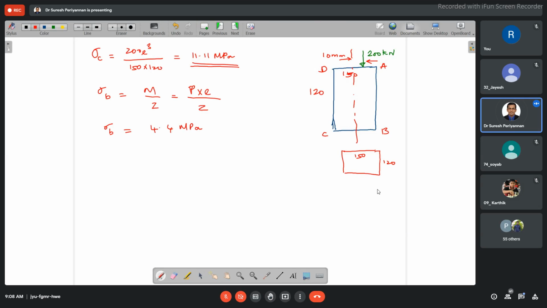Now the maximum stress at AB is 11.11 plus 4.44. Then it will be 15.55 megapascal. Minimum stress is on the side of CD.